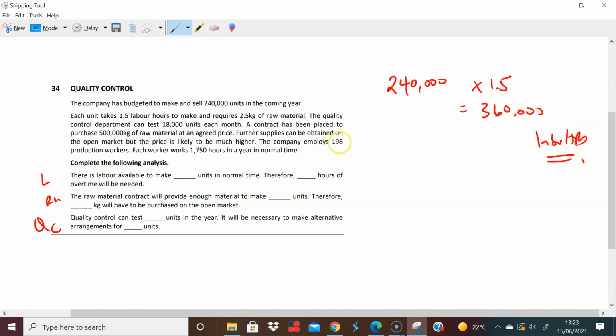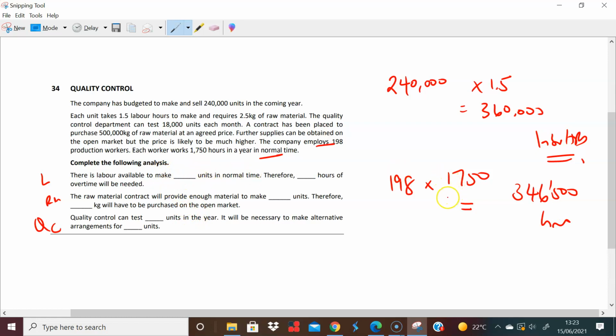Excellent. And because they've asked us for labor first, it says the company employs 198 workers, and each worker does 1,750 hours in normal time in a year. So this is all a yearly analysis. We have 198 times 1,750, so we see that we have available to us 346,500 hours. That's what we have available. So there is labor available to make units.